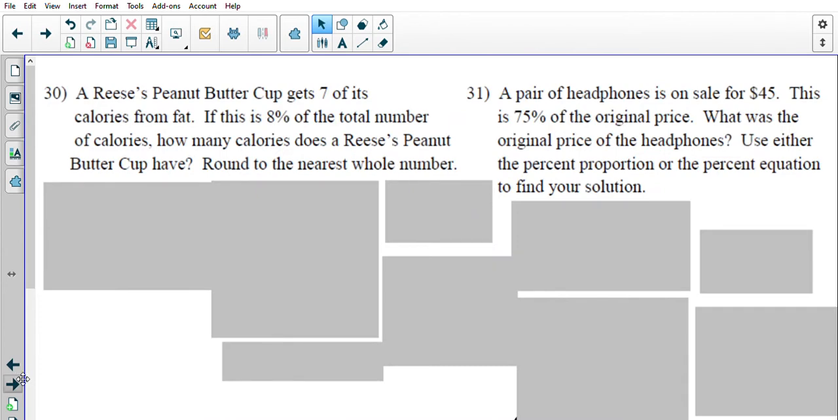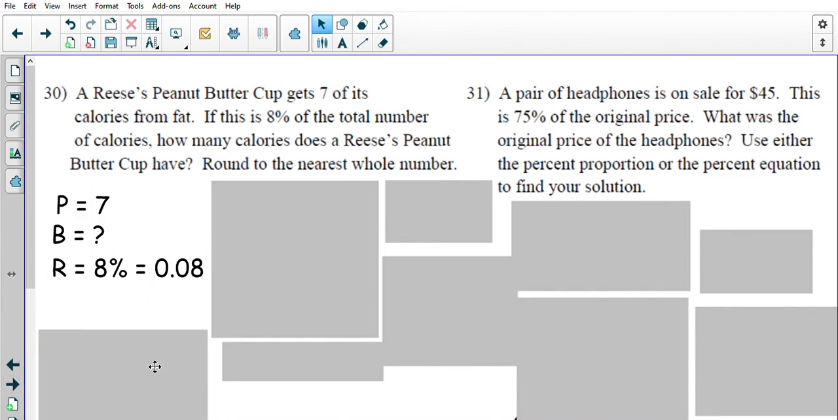Number 30, one of my favorites: a Reese's Peanut Butter Cup gets 7 of its calories from fat. If this is 8% of the total number of calories, how many calories does a Reese's Peanut Butter Cup have? Round to the nearest whole number. So first thing, part, base, and percent.